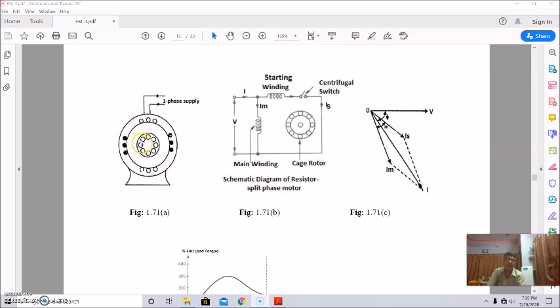This is the schematic diagram of the resistor split phase motor. This is the reference voltage. This is the reference phase. This is the starting winding current. This is the main winding current. This is of the order of 25 to 30 degrees, and this is highly inductive. This is resistive. Okay.